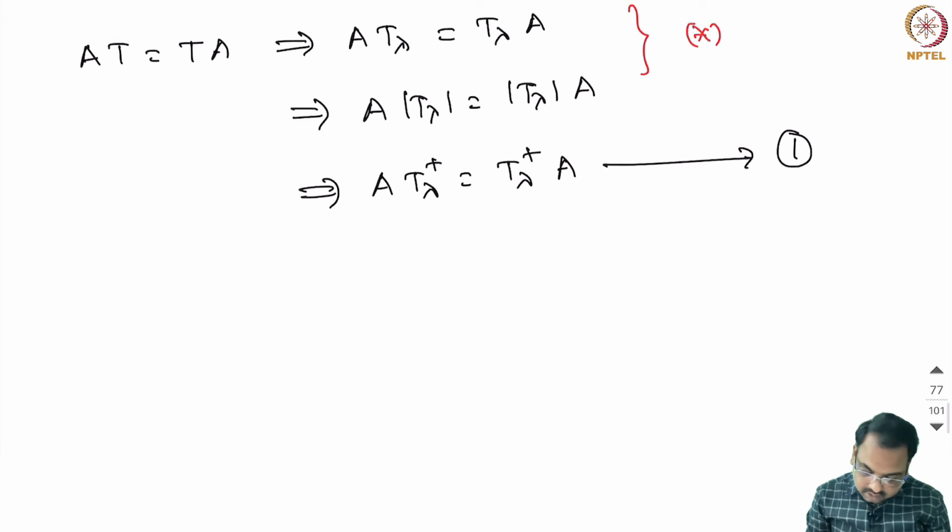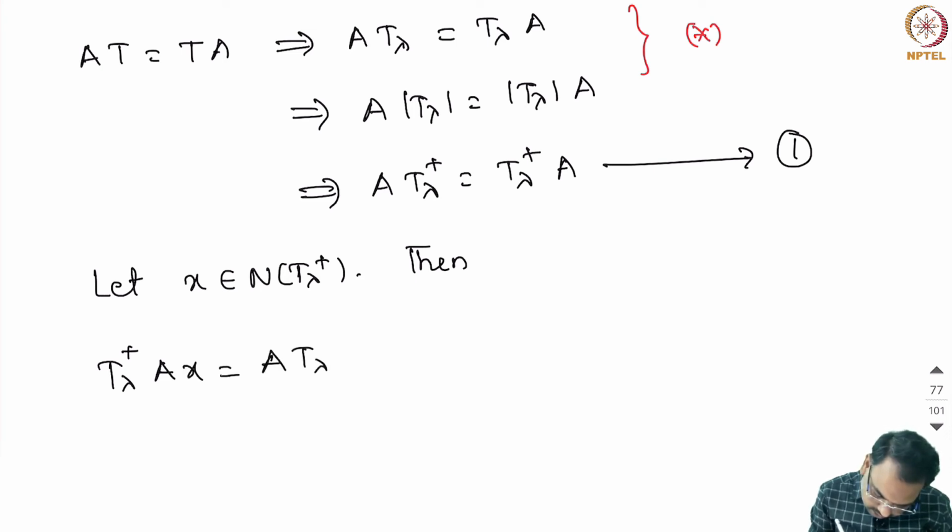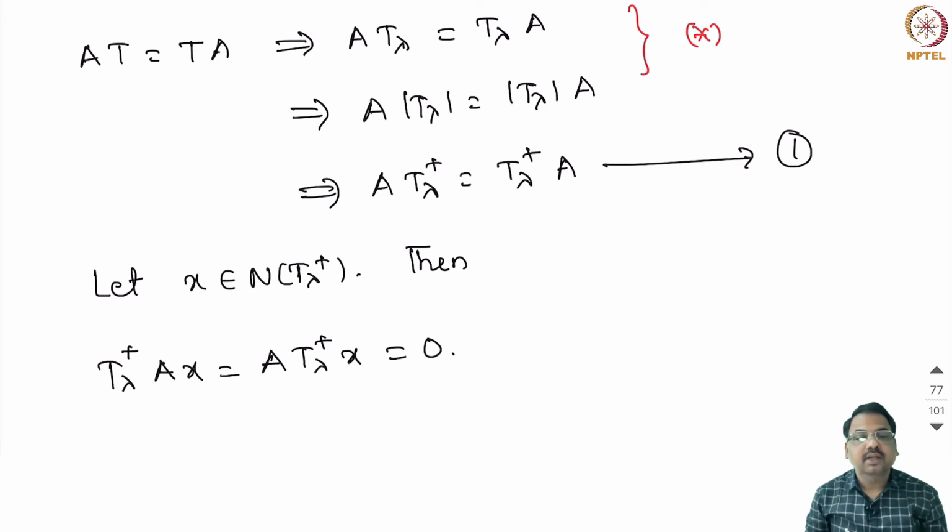Now first we want to show that the null space of T lambda plus is invariant under A. Let us take x in the null space of T lambda plus. Then T lambda plus AX is nothing but A T lambda plus X by equation 1, and we know that T lambda plus X is 0 because x comes from the null space of T lambda plus. So we have taken x in the null space of T lambda plus, and we have shown that T lambda plus AX is 0. That means AX is in the null space of T lambda plus.